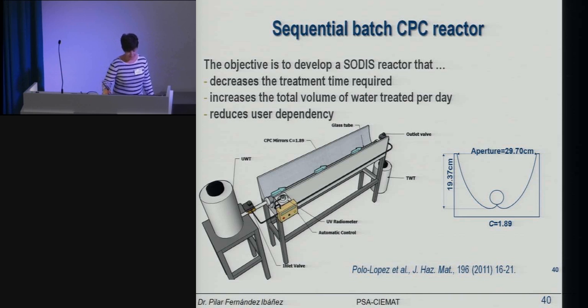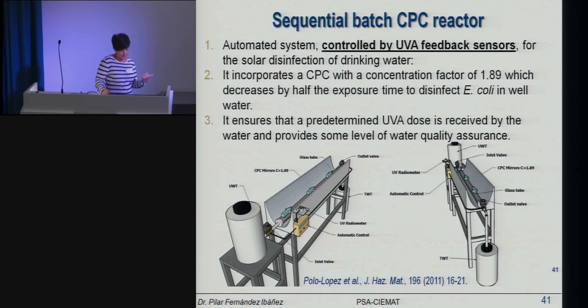And here, the system was provided with an automatic system controlled by a UVA feedback sensor, and incorporates a CPC with a concentration factor of 1.9 to decrease the time of exposure and receive the same energy, and to ensure that the predetermined UV dose we know the bacteria may need is received in the system. Okay?